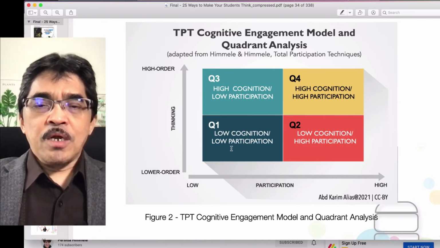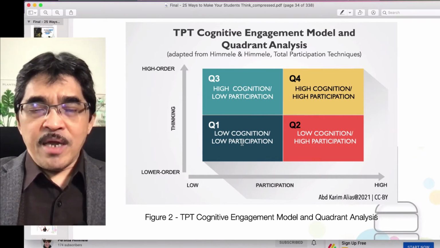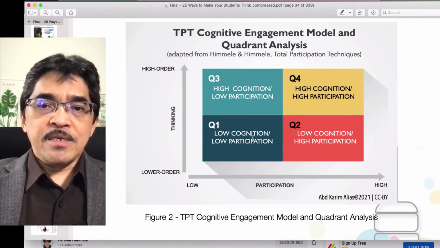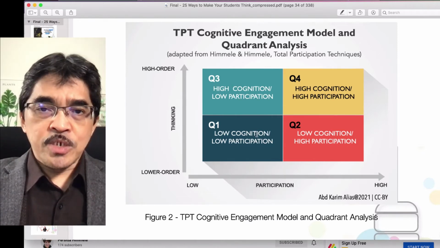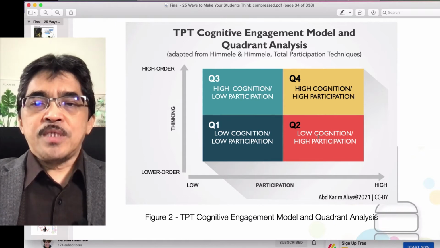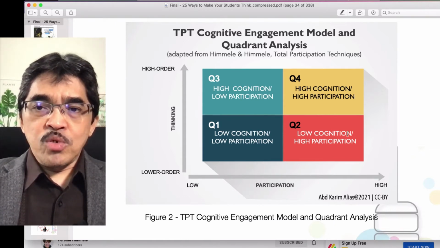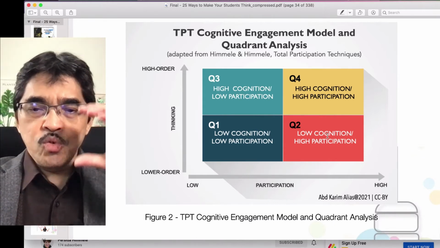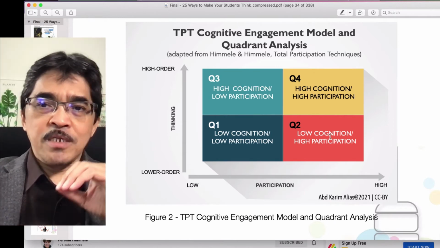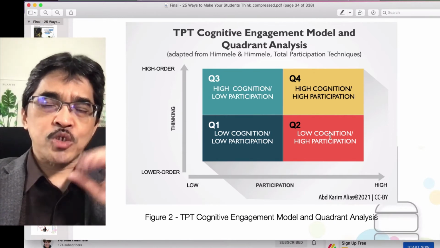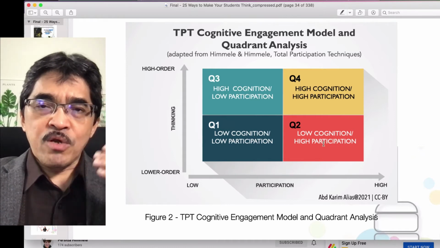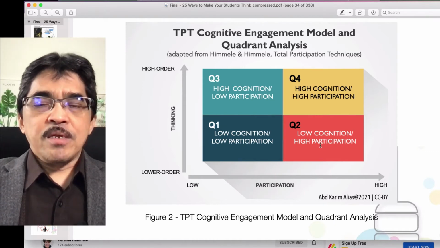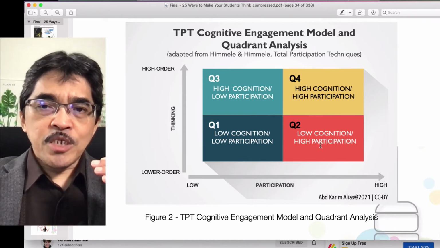In Q1, this is where students are doing the activities that we design, but we get low participation, and the type of activity here is of low cognition. In Q2, students are still doing learning activities of low cognition. This is basically limited to the first 2 levels of the cognitive Bloom's taxonomy, where they will recall facts, things like that. But we get high participation, so we get good behavioral engagement.